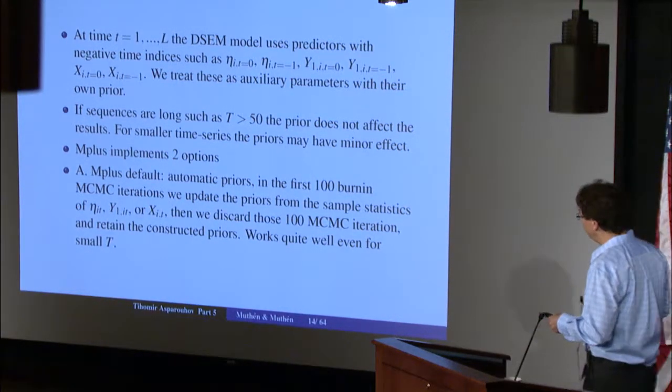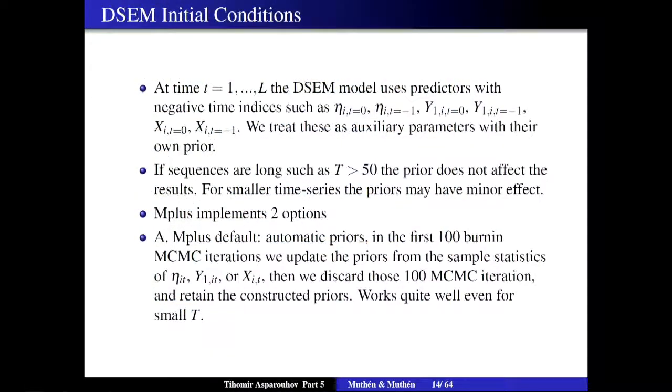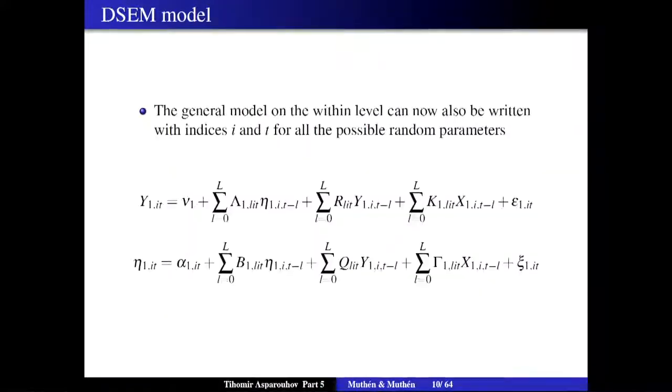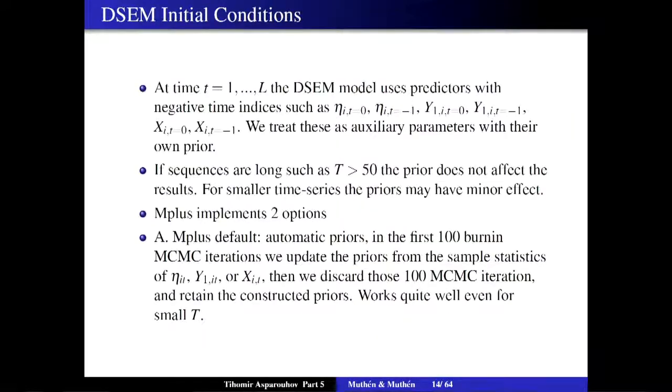To specify completely this DSEM model, we also have to specify the initial conditions. So when we talk about these regression equations here, when you start the sequence, say at time t equals 1, you're going to get these variables that have negative indices and 0 indices. So you have to start somewhere. And there are different approaches in the literature. But what we do in Mplus, we treat these variables with negative indices as auxiliary parameters. They have their own prior.